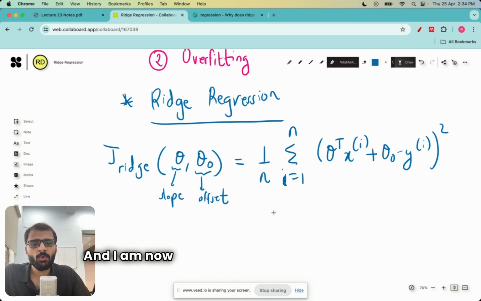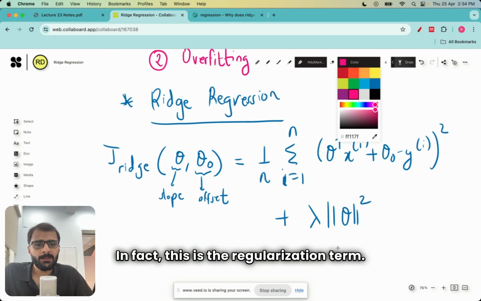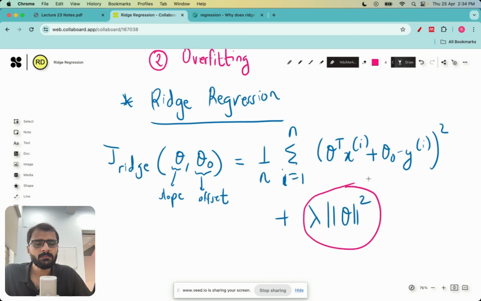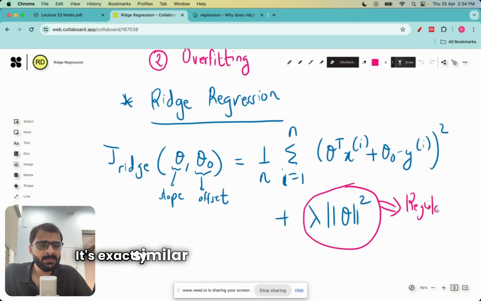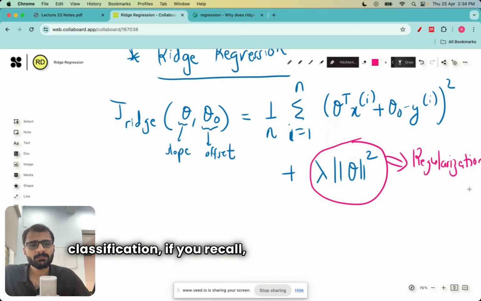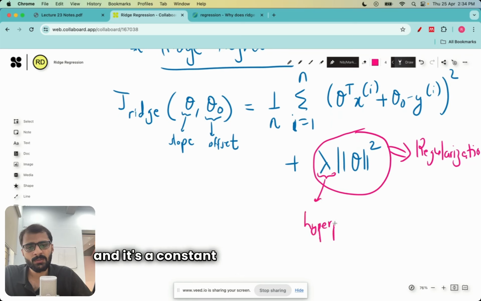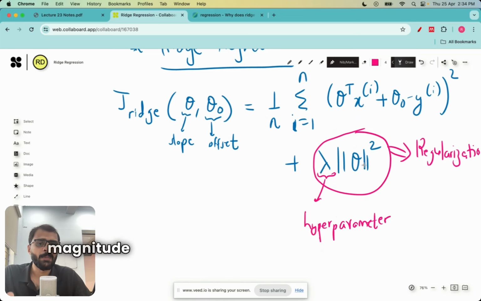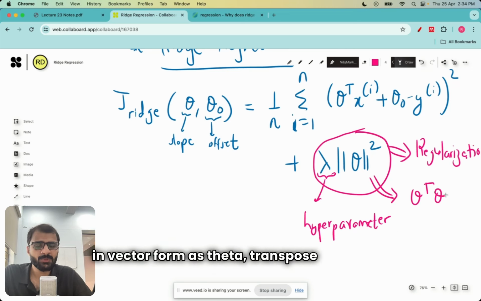and I'm now going to add one more term here. In fact, this is the regularization term. It's exactly similar to the term which we added for classification, if you recall, where lambda is a hyperparameter and it's a constant. And in vector form, this is the magnitude of theta squared, which can also be written as theta transpose into theta.